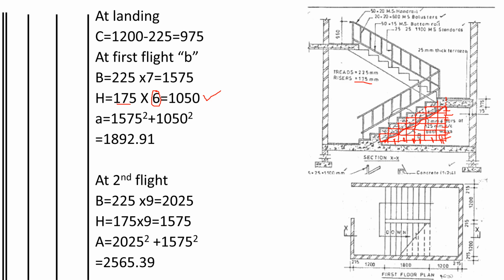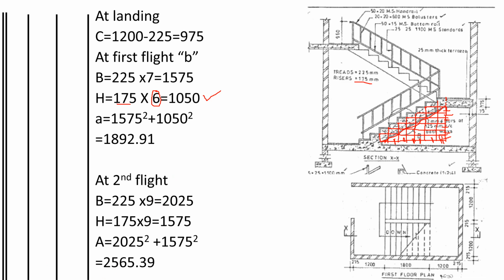Then we shall take 1575 squared, and we get 2,486,625. All right, 1575 squared is 2,486,250. Then we take 1050 squared, we get 1,102,500. When we add the two and take the square root to get the hypotenuse, we shall get 1892.91.